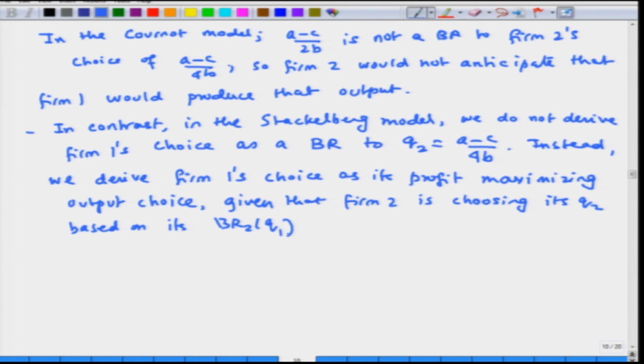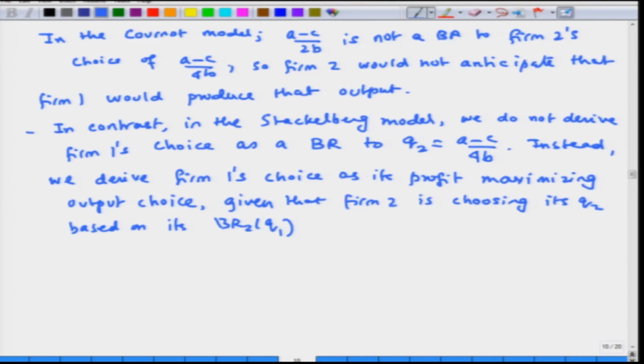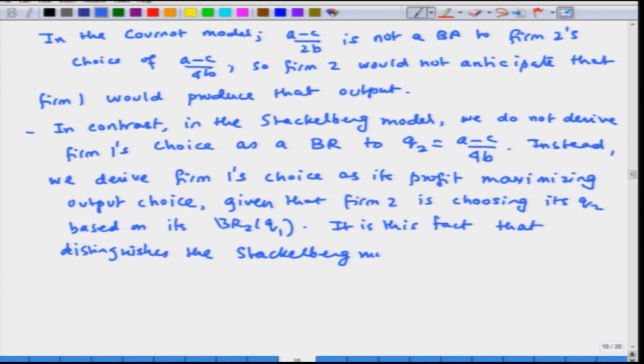So, that is what we did. When we solved the Stackelberg model, we simply did not ask is A minus C by 2B a best response to A minus C upon 4B, that is not what we did. We incorporated firm 2's best response function into firm 1's objective function and then solved for firm 1's optimal choice. And it is this fact that distinguishes the Stackelberg model from the Cournot model. And this is the reason why the output choices under the Stackelberg model and the Cournot model are different.